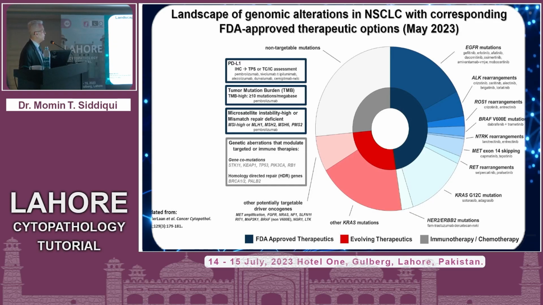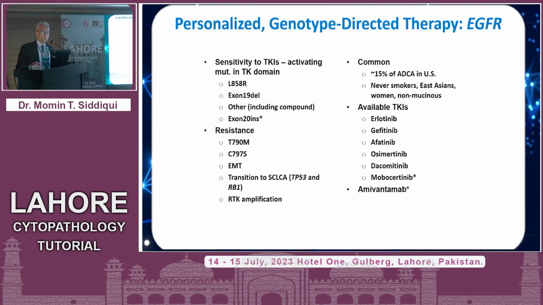But what we can do with NGS testing is we can find EGFR mutations as well as KRAS mutations or KRAS G12C mutations, and these will be the bulk of them. And for these, targets are available, meaning thereby treatment can be given, which can be non-surgical. So personalized genotype directed therapy for EGFR, again, 15% of adenocarcinomas can display this. And again, these are sensitive to TKIs, which is again a treatment modality. There is resistance listed over here.